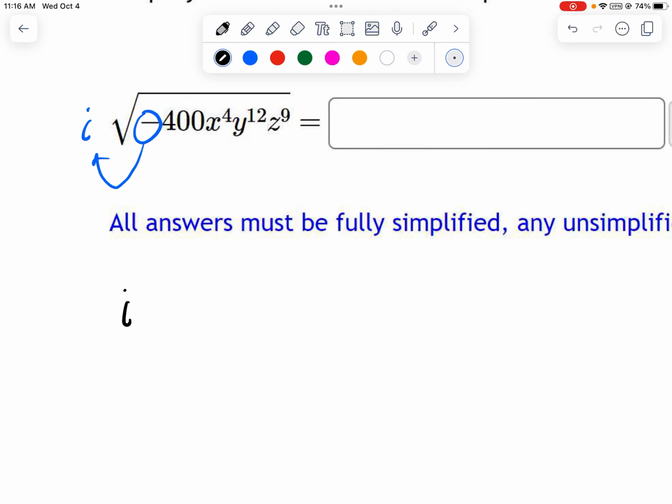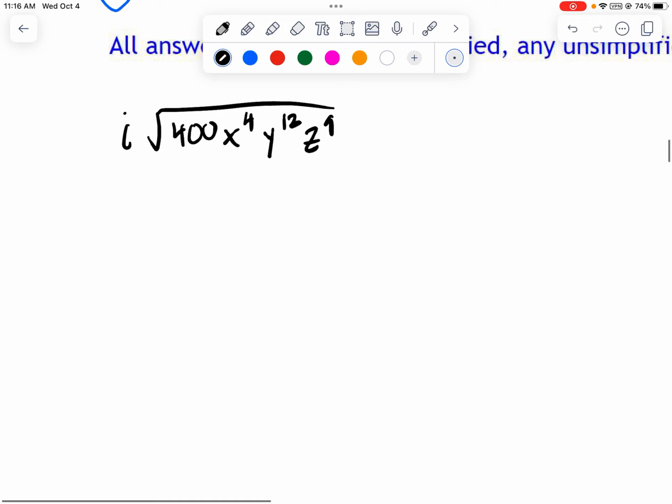So that means that we have i square root 400 x to the 4th, y to the 12th, z to the ninth. Nothing else changes. There's a negative, bring it out as an i. That's it. Now everything inside the radical simplifies like it should, right?